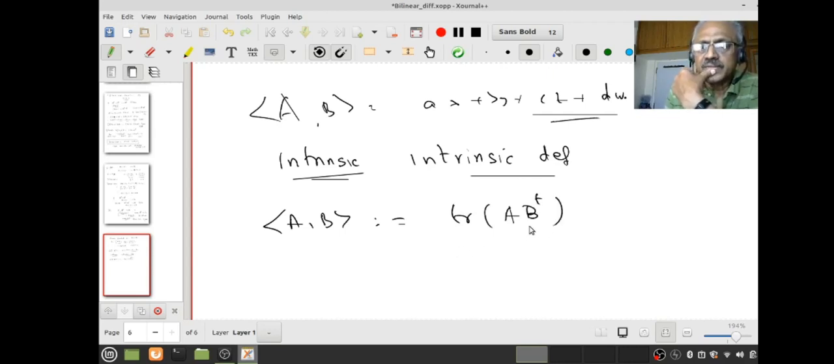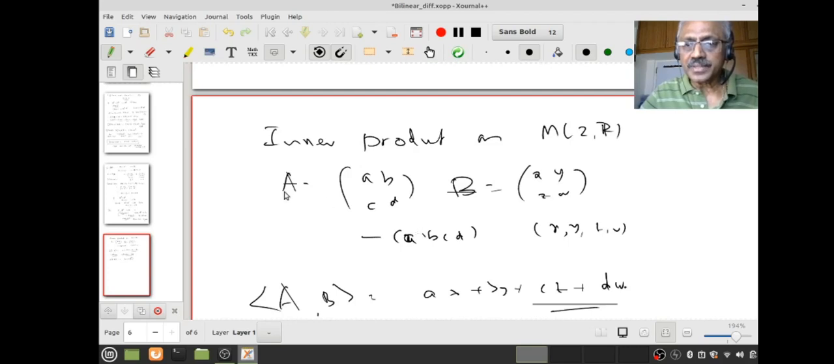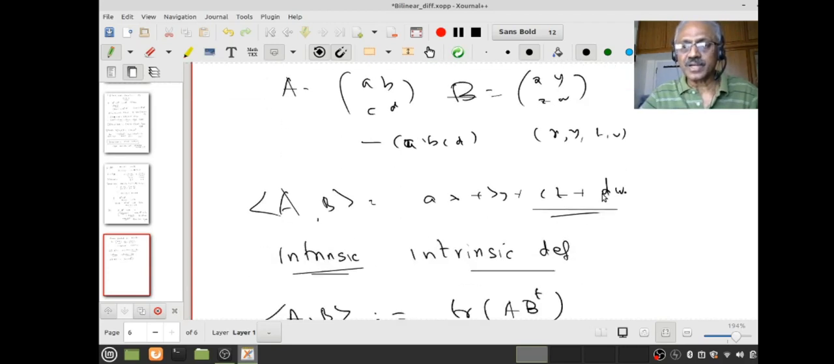See, what is A into B transpose? B is given, B transpose is another matrix. A times B transpose is a matrix multiplication. Trace of the matrix we know. You see that? All the things involved have nothing to do with the way you identify A with a vector in R4. That's the crux of the matter. Do you understand that? That is why I call it intrinsic.